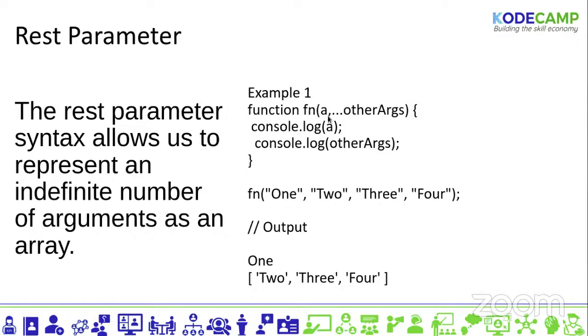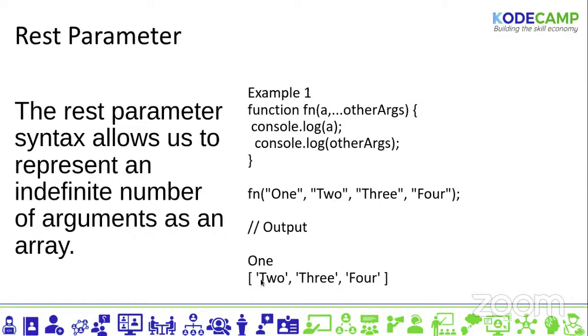So in this example, we have a as the first argument and we have otherArgs as the second argument, and we are using the rest parameter here to get the value of otherArgs. Then if we console.log a, we're going to get 1 as an output because a is automatically mapped to 1. Then if we want to get the other arguments, we use otherArgs.